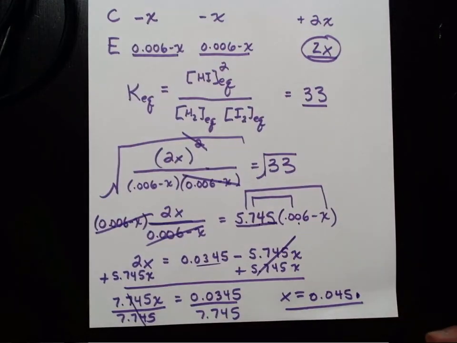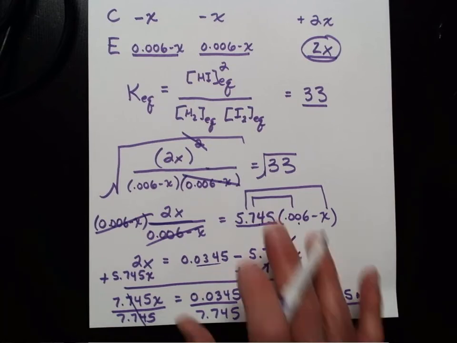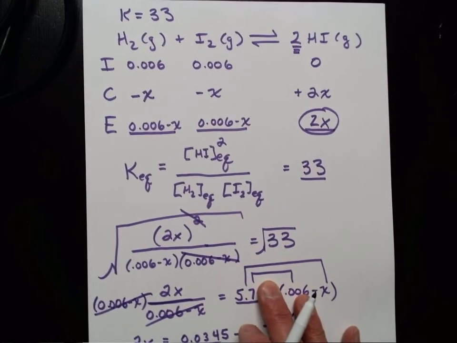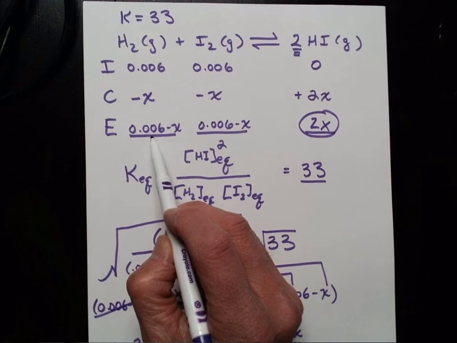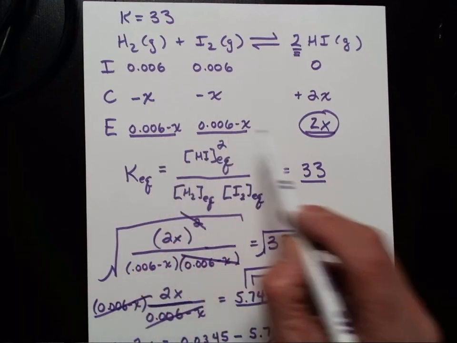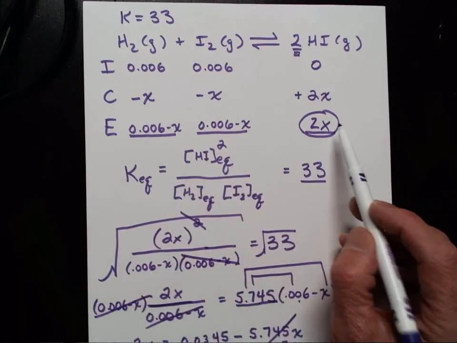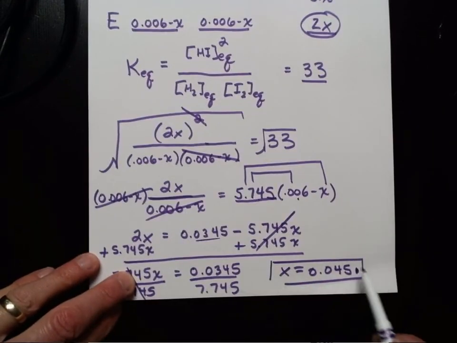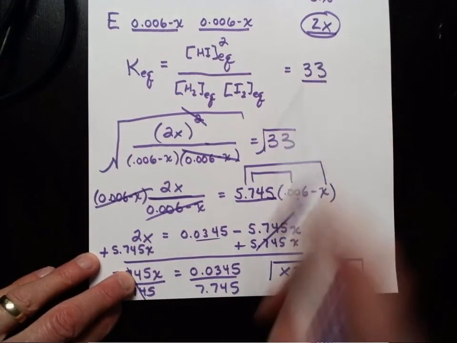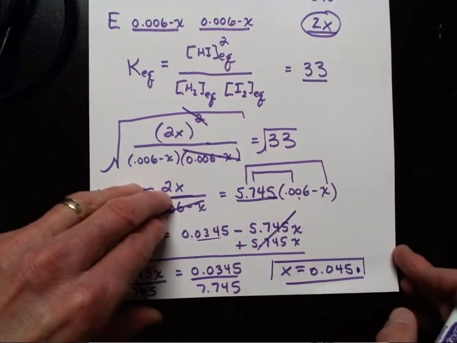Now let's see if we've answered the question. If we were in math class, we'd be done because we found x. But we're not in math class. We're in chemistry class. What was the question? Oh yes, I was supposed to find the equilibrium concentrations of hydrogen, iodine, and HI. Now my value for x, which I found here, that's certainly going to help me get there. But I'm not there yet.